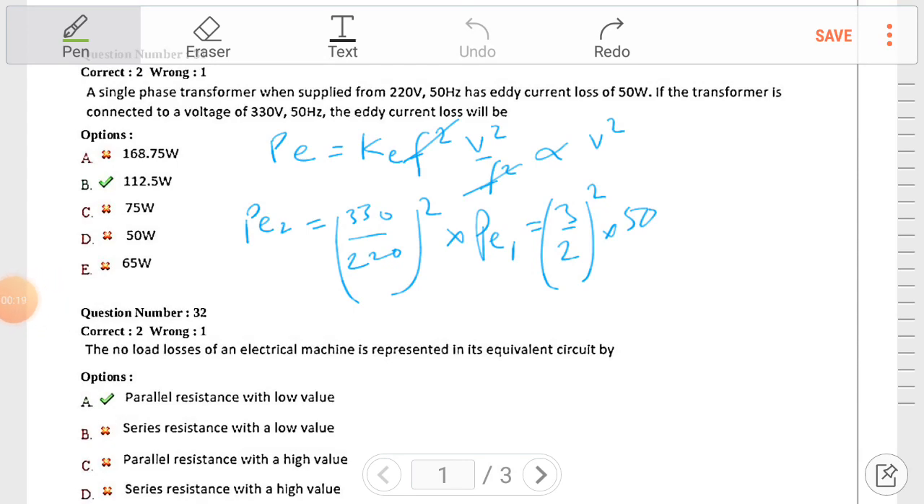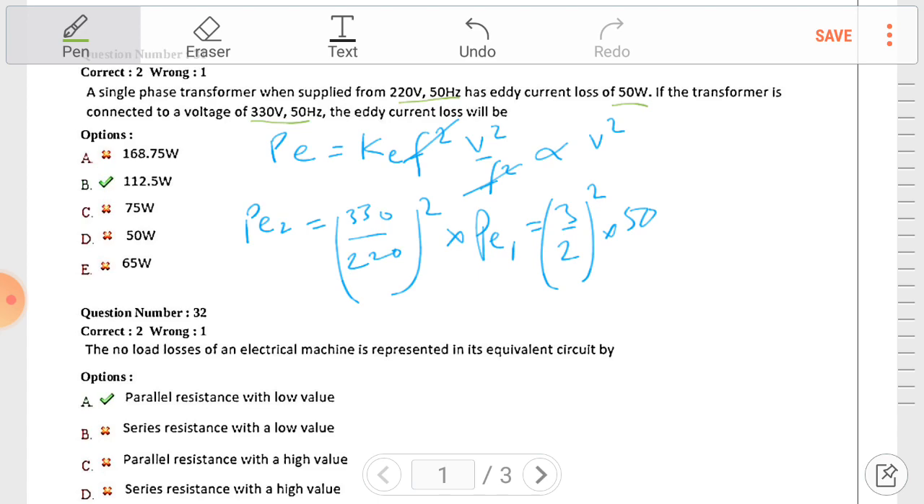A single phase transformer when supplied with 220 volt 50 Hz has an eddy current loss of 50 watt. If the transformer is connected to a voltage of 330 volt 50 Hz, the eddy current loss will be? Here the frequency is not changing, only the voltage is changing from 220 to 330 volt. What is the effect on eddy current loss?